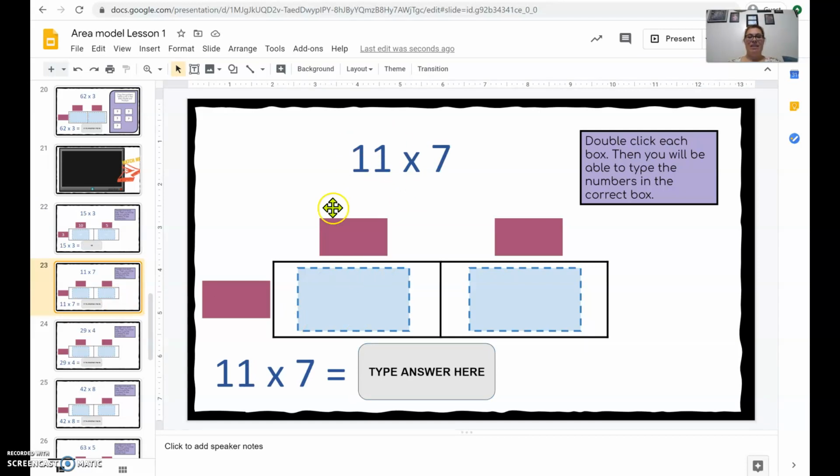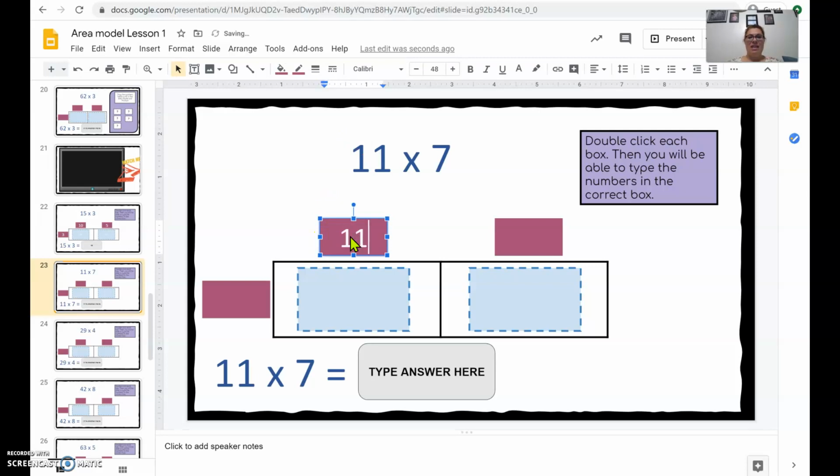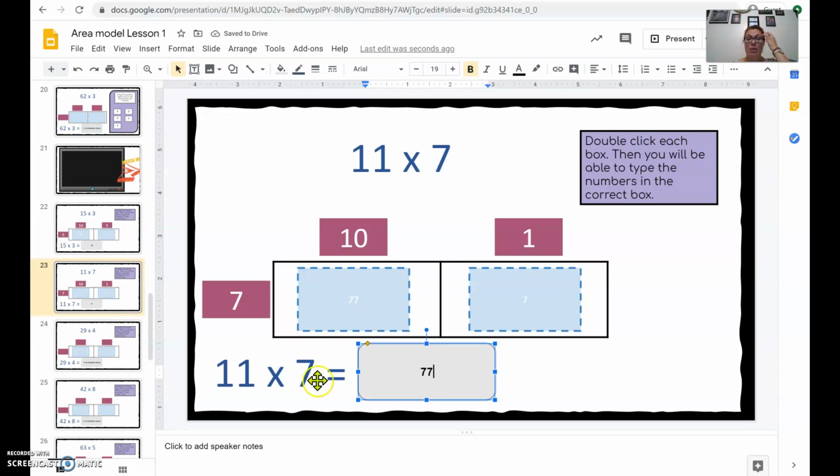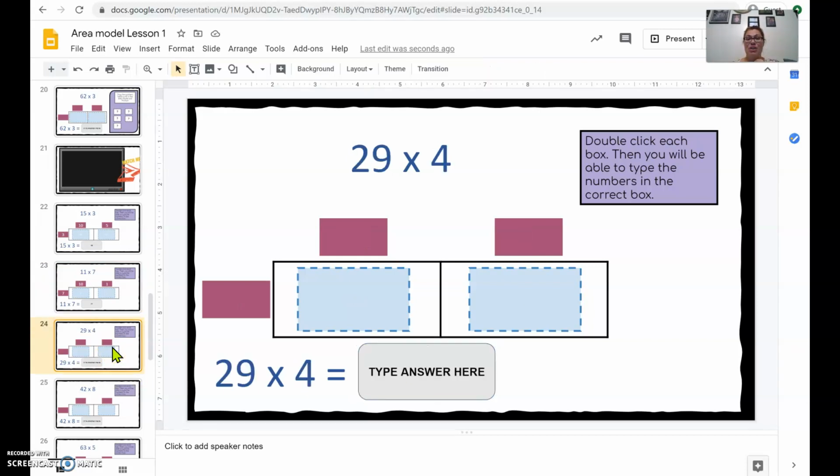All right, so 11 is made up of 10 and 1, and then 7. So let's multiply our smaller one. 7 times 1 is, double click, 7. 7 times 10 is 70. And I realize this is an easy problem, and if you know your multiplication tables, you should know this one. But it still shows that you can break up even simple numbers. Okay, we're going to do one more together, and then you're on your own to finish all of the slides for this section.